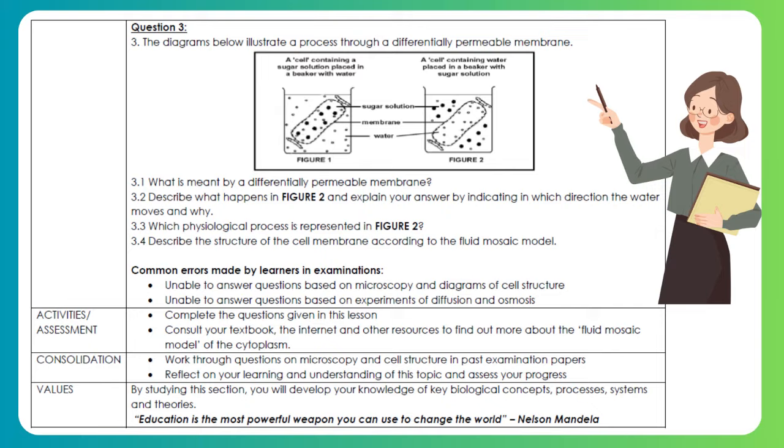Activities/assessment. Complete the questions given in this lesson. Consult your textbook, the internet, and other resources to find out more about the fluid mosaic model of the cytoplasm. Consolidation. Work through questions on microscopy and cell structure in past examination papers. Reflect on your learning and understanding of this topic and assess your progress.